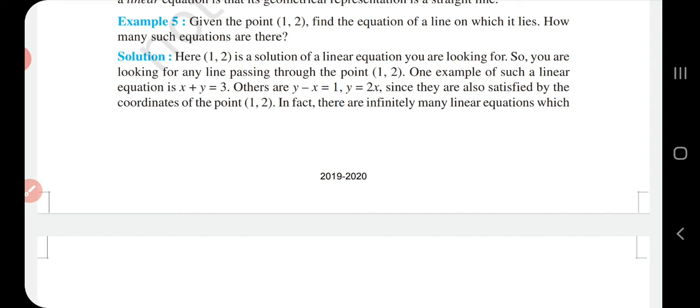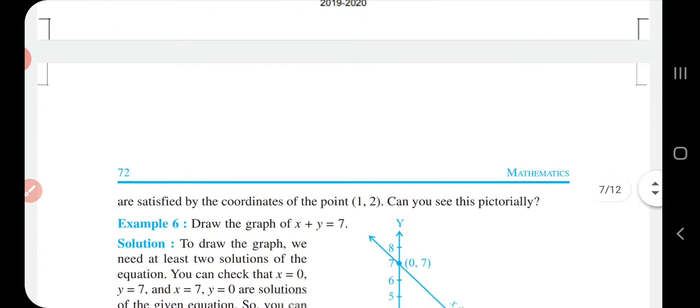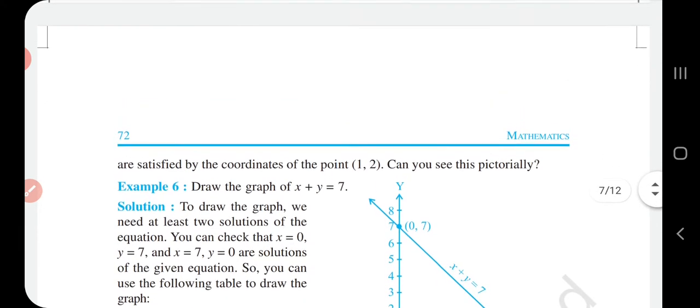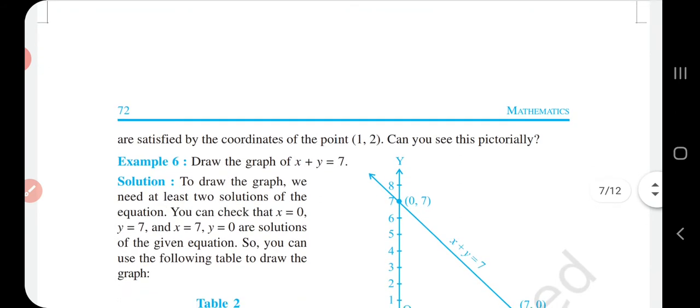Okay, so your equation will be x + y = 3, because x is equal to 1 and y is equal to 2. So it becomes x + y = 3. And another one is y - x = 1, or y = 2x, since they also satisfy these. You may write these two and three equations. Okay, so these two types of questions are there.